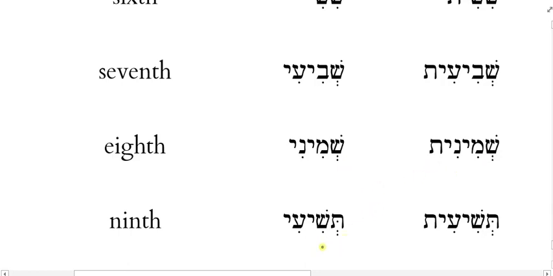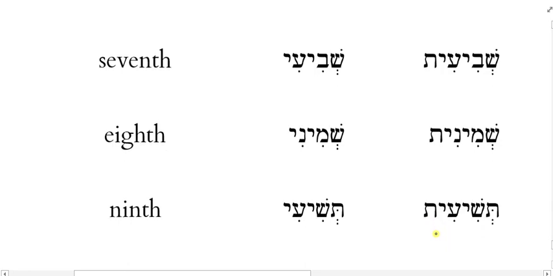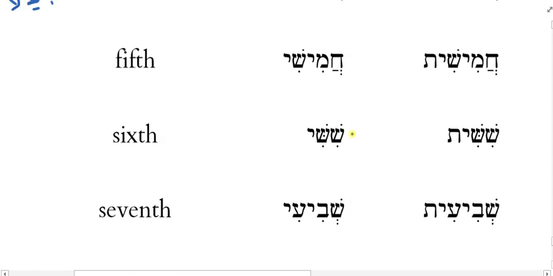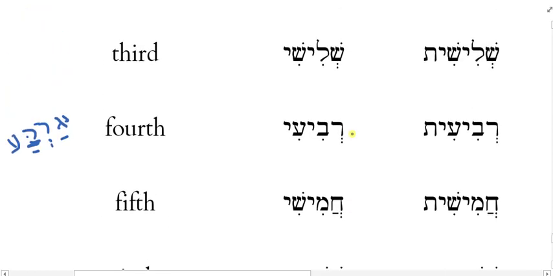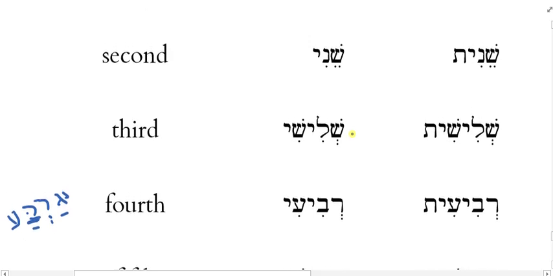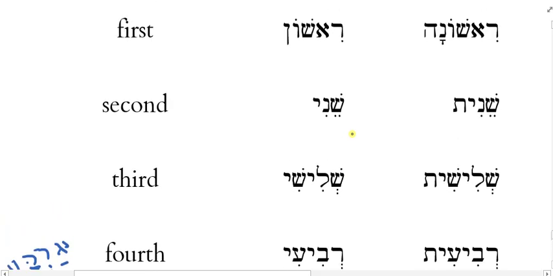Tesha is 9 cardinal, ordinal. Tushi'i, masculine, and tushi'it is the feminine form. So what do you notice about these ordinal numbers? Almost all of them have right smack in the middle of them a yod between the second and third root letter. And also for the feminine form, it's almost always a final tav, which we've talked about before, is the second most frequent marker of feminine singular gender.